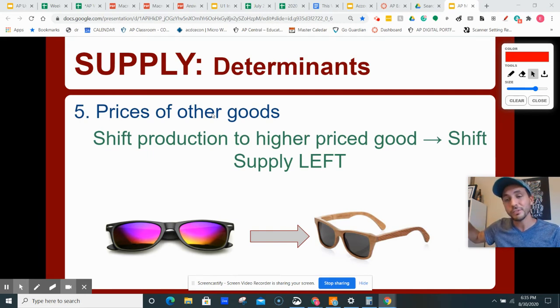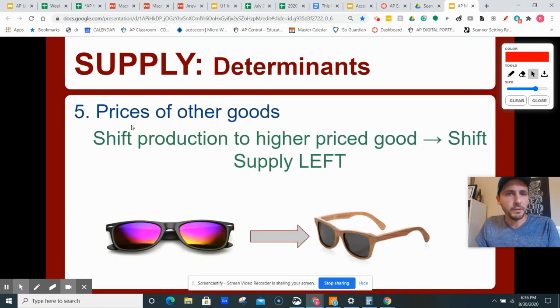Now, if another good falls in price, the fidget spinner fell dramatically in price. Businesses stop producing fidget spinners. What do they produce instead? Well, they produce whatever else they could produce. So maybe it was sunglasses. The fidget spinner supply goes down, but the supply for sunglasses goes up as businesses stop producing fidget spinners and start producing sunglasses. Let's try an example and see if that helps.